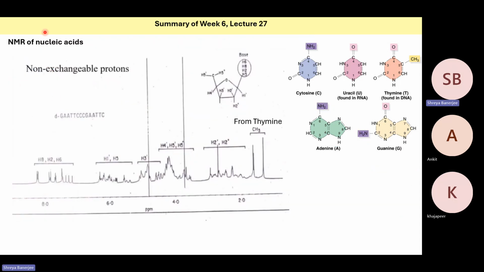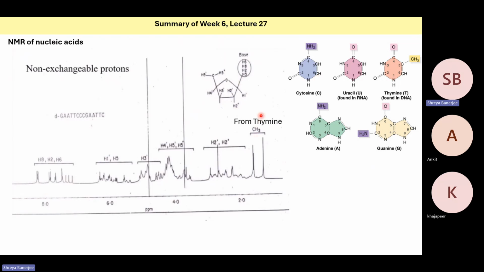Now we will look at a 1H NMR of nucleic acids. Here you have a sugar ring and because it's DNA, you have 2 prime, 2 double prime and 1 prime and 3 prime, 4 prime, again 5 prime, 5 double prime. And in case of the bases, you have H2, H5, H6 and H8. You have different hydrogens of the bases that will be observable.